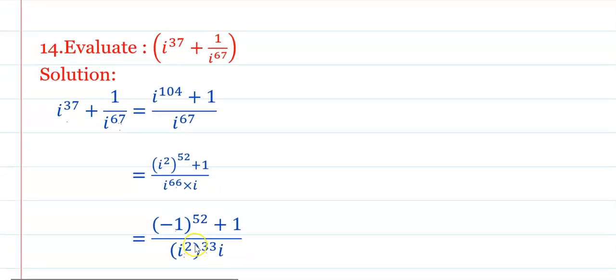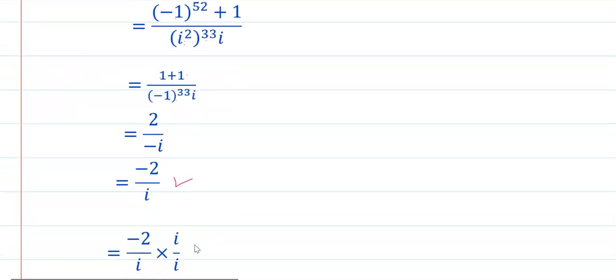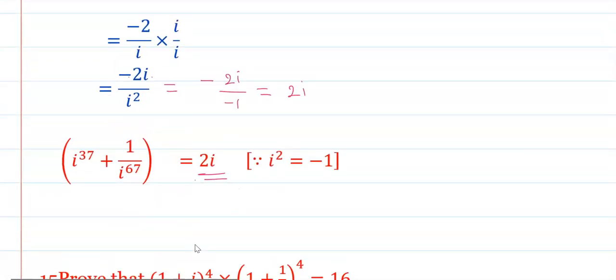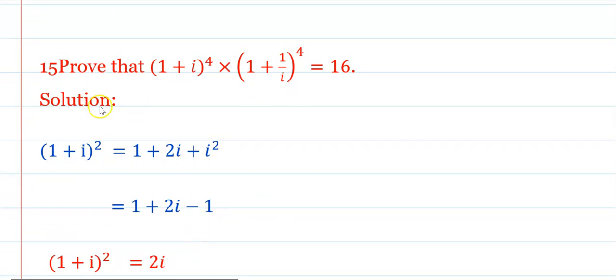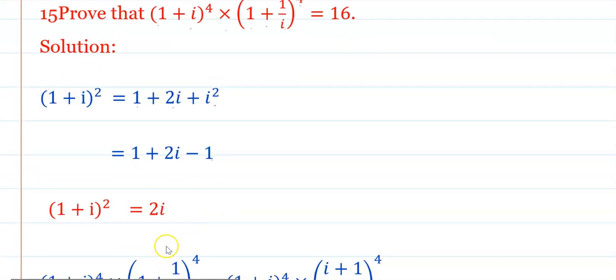बघा तुम्ही. Now next problem: prove that (1 plus i) to the power 4 into (1 plus 1 upon i) to the power 4 is equal to 16. Okay, now (1 plus i) square means what? 1 plus 2i plus i square. i square is minus 1, plus 1 minus 1 get cancelled, and hence you are getting 2i.